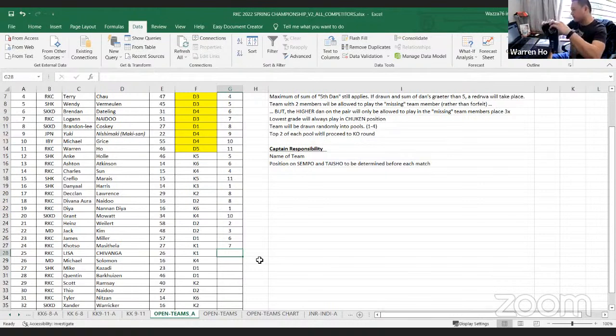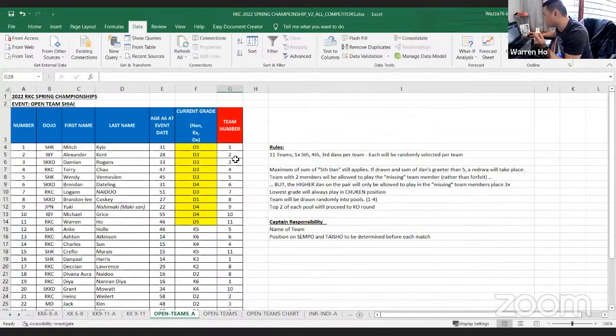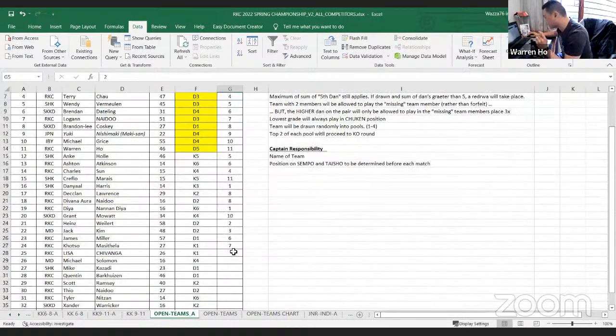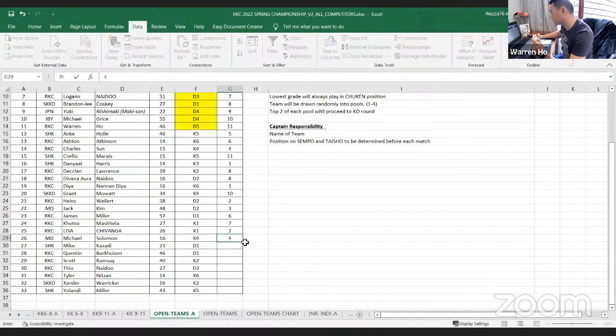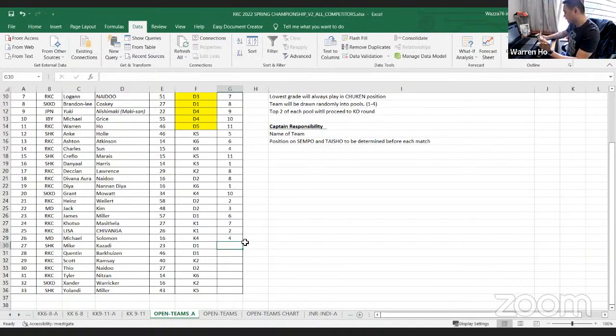Lisa Chavanga, also first Q from the RKC dojo. You can belong to team number 2. And 2 is Alex Kent's dojo. And that team now is complete. All right, so Lisa is number 2. Michael Solomon from the Mushin dojo, 4th Q, you're going to be with team number 4. So team number 4 is Terry Senpai's dojo team, and team 4 is complete.